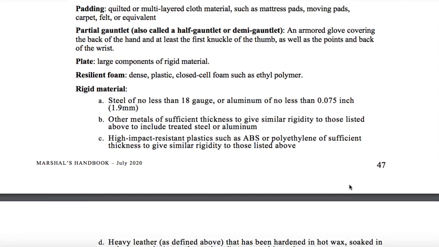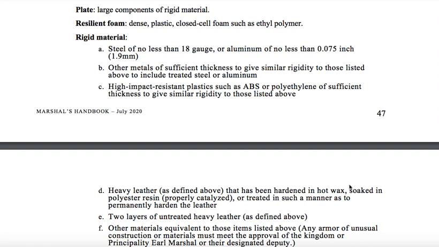Rigid material. A. Steel of no less than 18 gauge, or aluminum of no less than 0.075 inch, or 1.9 millimeters. B. Other materials of sufficient thickness to give similar rigidity to those listed above, to include treated steel or aluminum. C. High impact resistant plastics such as ABS or polyethylene of sufficient thickness to give similar rigidity to those listed above.